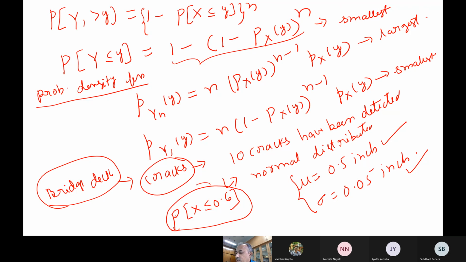Now, how do we find this expression, x less than or equal to 0.6? The data is normal, the mean is 0.5, and sigma is 0.05. Now you comment on this one. We have to find x less than or equal to 0.6. So how do we solve this?